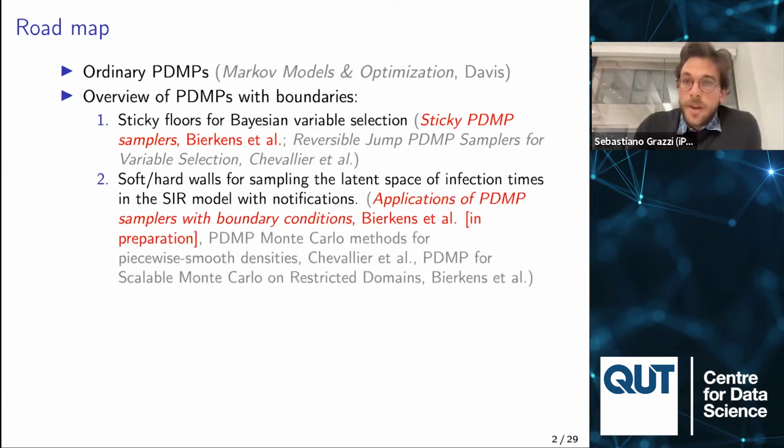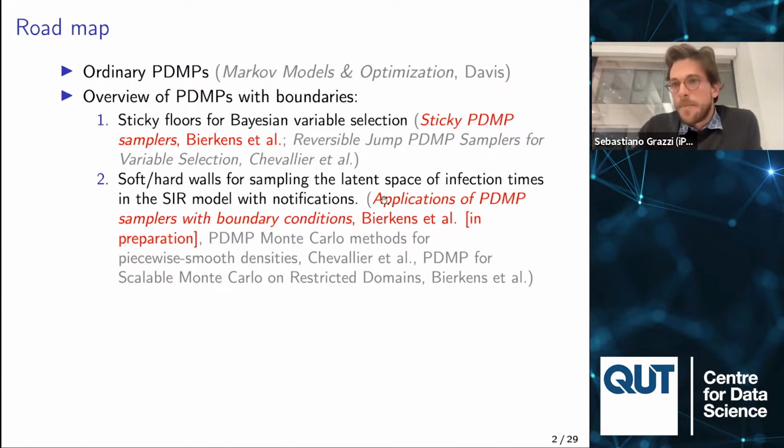Then the second type of boundary I informally called soft and hard walls. They are used, for example, when the target density is not always continuous. Here the motivation and the example I'm trying to work out is sampling the latent space of infection times in epidemic models. This is, as far as I know, a very difficult problem for MCMC. It's known that MCMC usually has poor mixing, and it doesn't scale well with the dimension size. The dimension size here corresponds to the population size, which can be high. So by using PDMPs, we try somehow to tackle both problems.